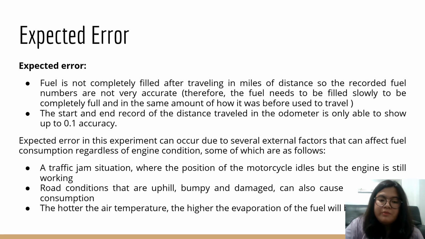Expected error in this experiment can also occur due to several external factors that can affect fuel consumption regardless of the engine condition, some of which are as follows. The first one is a traffic jam situation, where the motorcycle idles but the engine is still working. This could also affect the fuel consumption rather than just how the carburetor system works. The second one is road conditions that are uphill, bumpy, and damaged, which could also cause a high amount of fuel consumption. And the last one is that the hotter the air temperature, the higher the evaporation of the fuel will be.